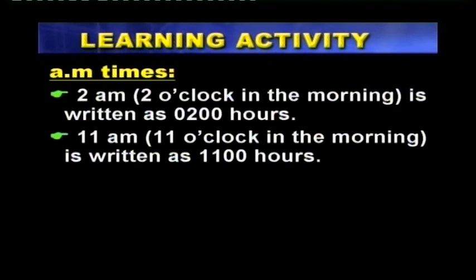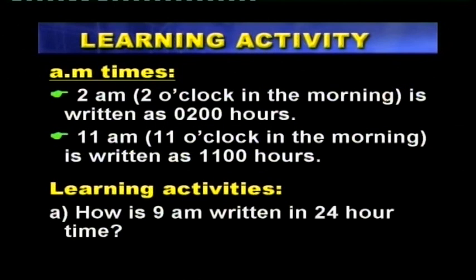11 AM is 11 o'clock in the morning. It is written as 1100 hours. Okay, looking at these 2 examples and also others that we have gone through, we will go through this together just to see if we can still remember from these 2 examples here. How is 9 AM written in 24-hour time? 9 AM, remember, it is in the morning.